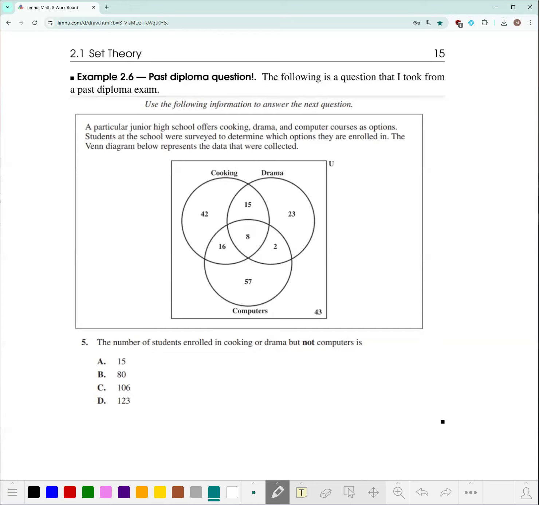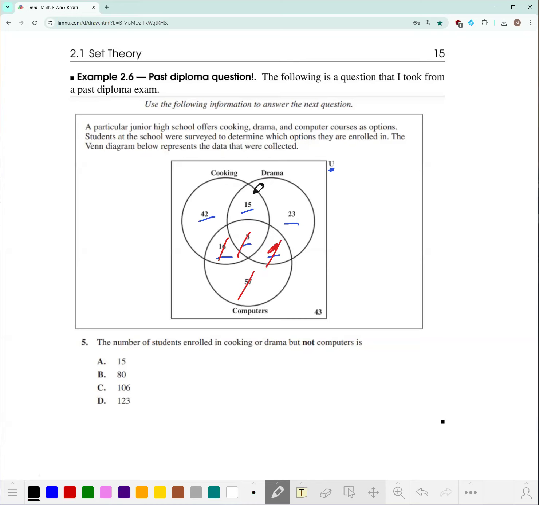So let's go ahead and put some blue on what could work, and then we'll cross out what can't work. In cooking or drama, that's inclusive. That means anything that's in cooking or drama gets underlined. So it can be in the intersection, or it can be just alone, cooking or drama. Oh, look, there's you on the outside. So maybe we'll start putting you on the outside of our things. All right. Then not computers means anything that is computers gets crossed out. All right. Got rid of it. So that narrows us down a little bit.